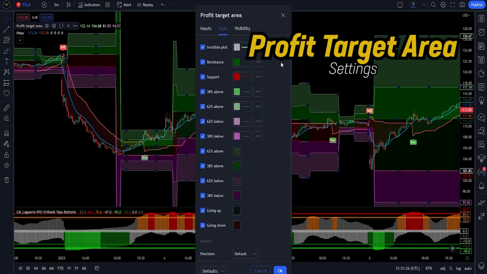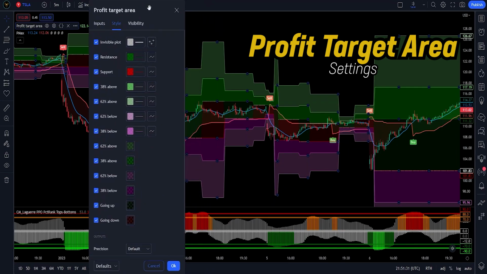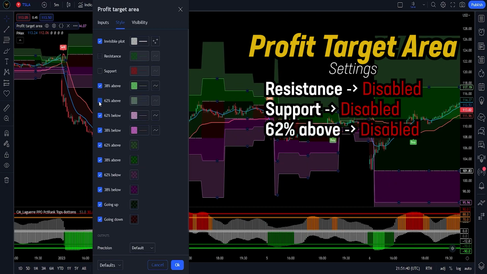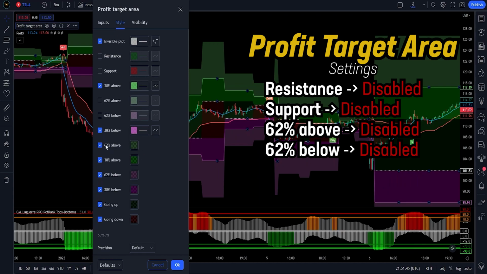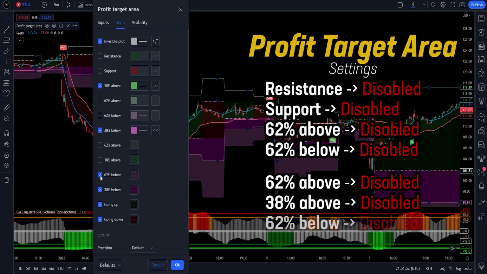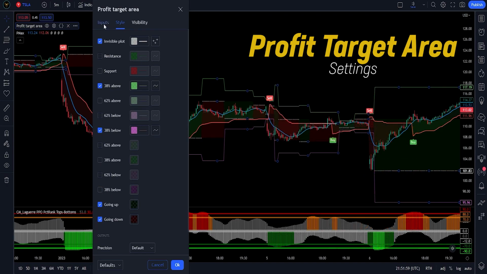Now, let's start by modifying our style settings first. In here, we want to disable quite a few settings. First of all, we want to disable our resistance and support lines. Next up, we also want to disable 62% above and 62% below lines. Finally, we want to disable these first 4 areas, so 62% above, 38% above, 62% below, and 38% below. This is everything we needed to change in Style tab, so let's move on to Inputs tab.